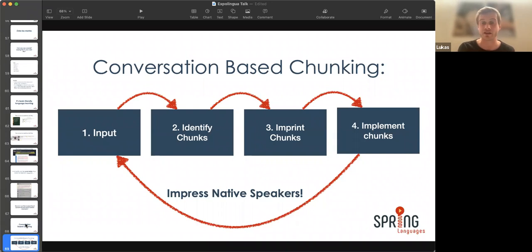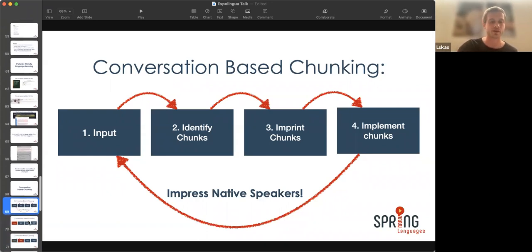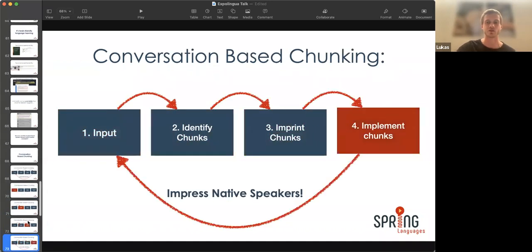The next step is to make an active effort to imprint these chunks on your brain, to memorize them in some way. So in step four, implement, you can actually put into practice everything you've learned. You can speak Spanish, use the chunks, and then impress native speakers. And that's step five that I sometimes add, which you will if you use a lot of chunks. And then, of course, the cycle continues. You get more input, you learn more chunks, you memorize them, you speak more, and so on. So that's how it goes. Input, identify, imprint, implement, and impress native speakers.